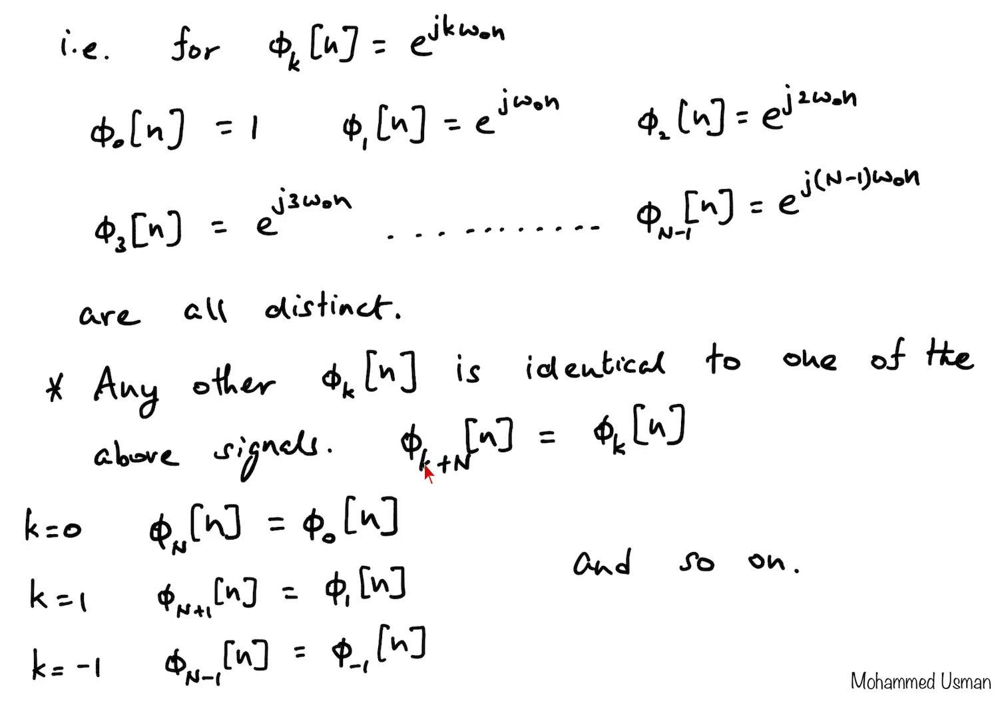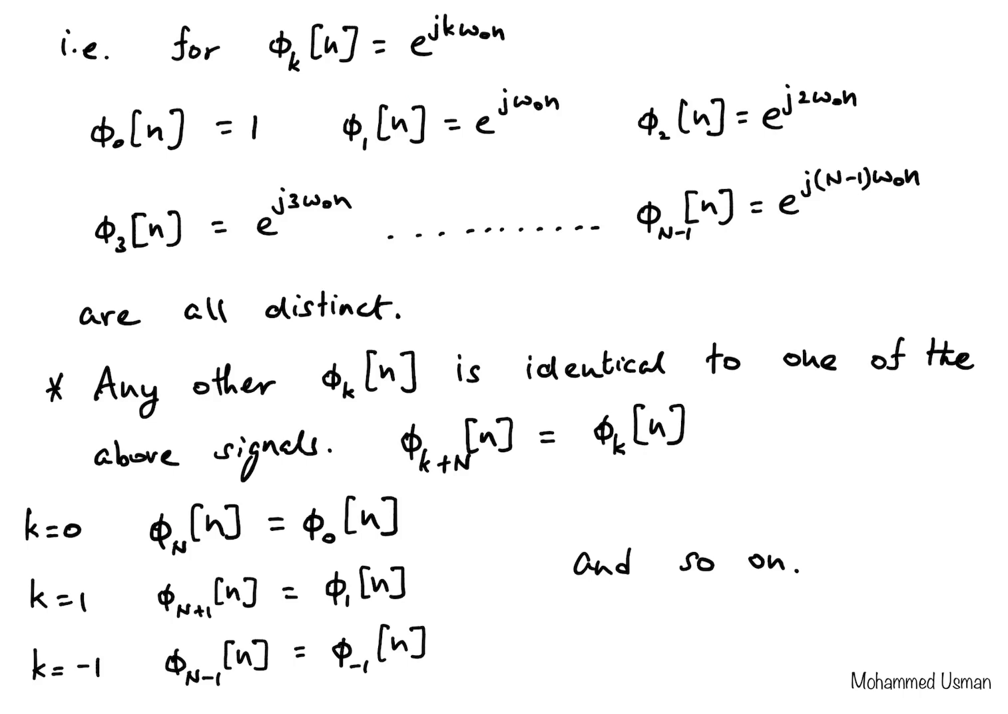So if you put 1 for k, it becomes 1 plus n, which is n plus 1, equal to phi 1 of n, and so on. Okay, so this is what we mean when we say that there are only n distinct complex exponentials in this set; all the others are just repetitions.